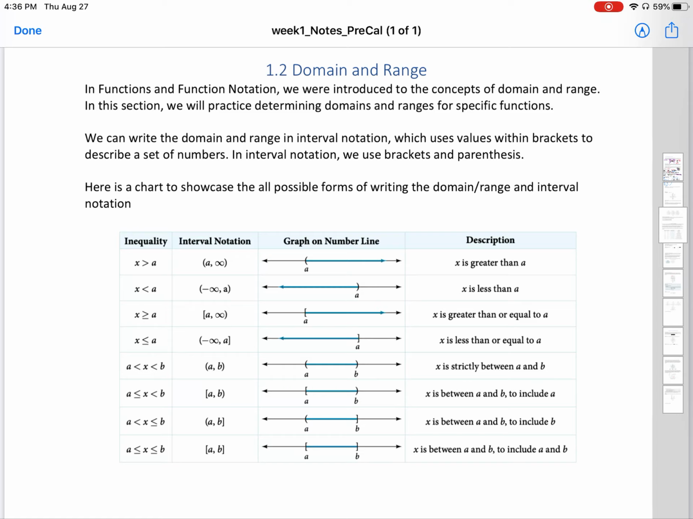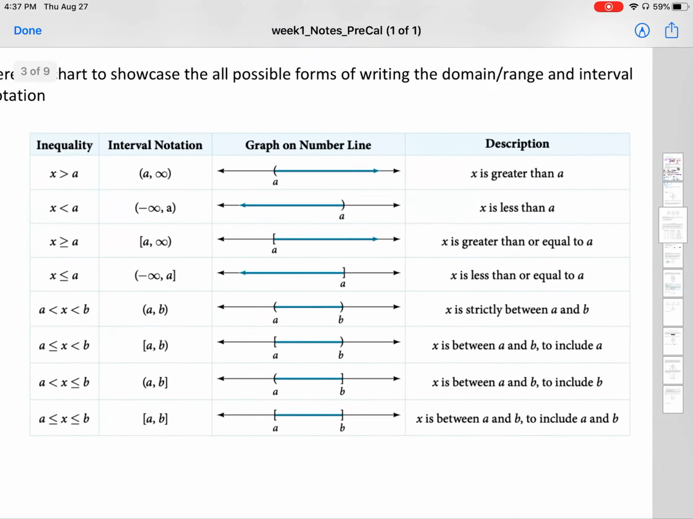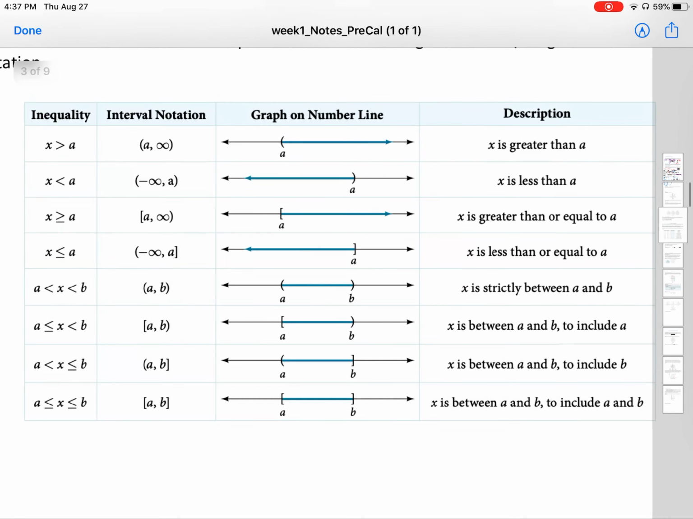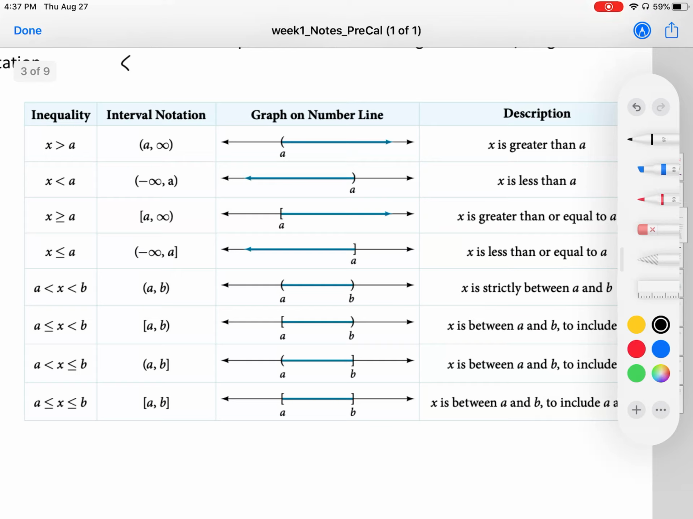numbers. In interval notation, we use brackets and parentheses. Here's a chart to showcase all possible forms of writing domain and range in interval notation. So I don't know if there's a moment where you would like to pause the video and see each segment in detail, but generally parentheses are for when it's not included or when it's just less than or greater than, right? So if I have less than or greater than, then I'm going to use the parentheses.